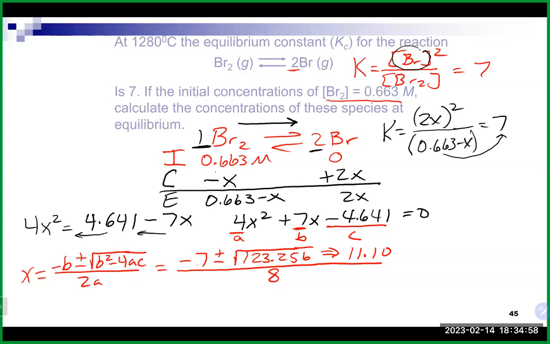So I'm going to do the plus first. So that's going to be minus 7 plus 11.10 divided by 8. Going to give us an x value of 0.513. I'm then going to do the subtract. So minus 7 minus 11.10 divided by 8, going to give us a negative 2.26 or so there. Any questions on that there? Yeah.